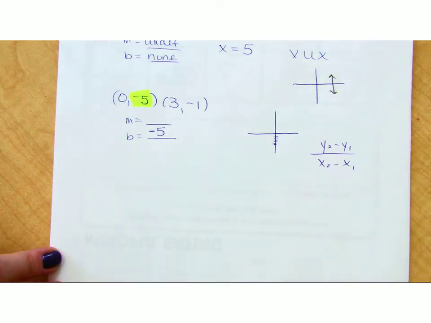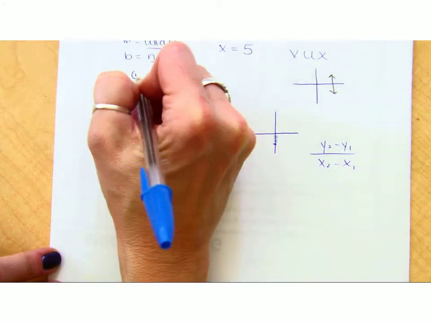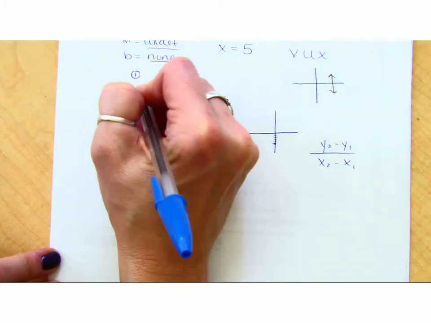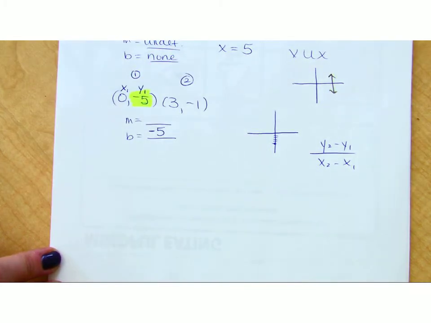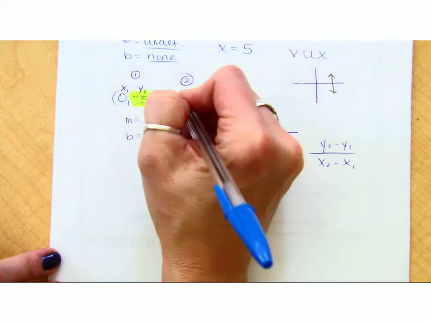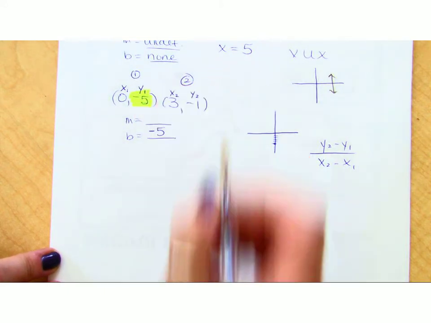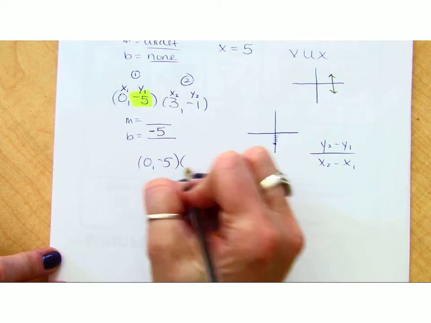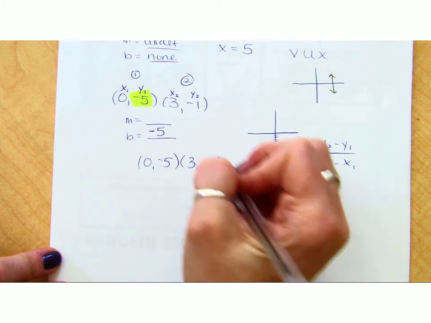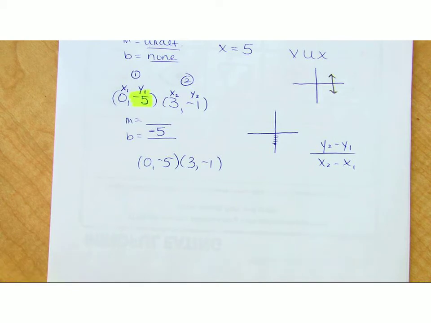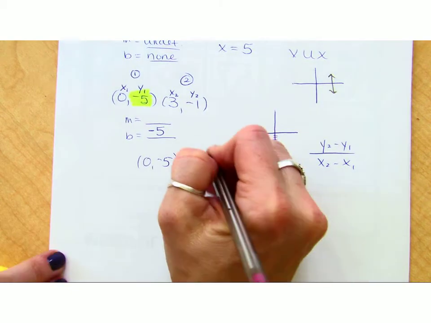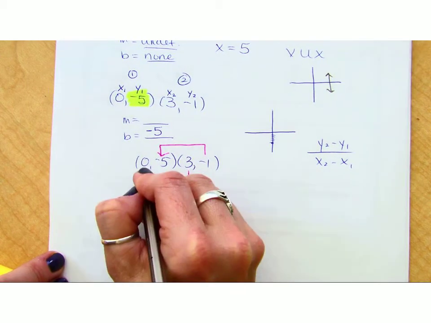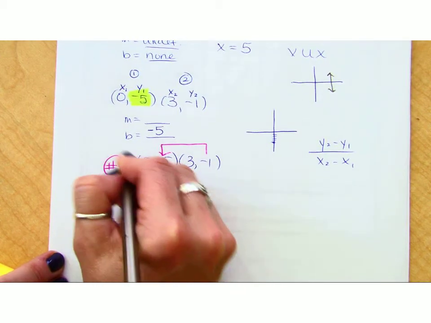All I mean by that is this. If I'm calling this point 1 and this point 2, isn't this the x from point 1 and this is the y from point 1? Yup. Isn't this the x from point 2 and isn't this the y from point 2? Yep. So you know what I do? I take 0, negative 5 and 3, negative 1, and I do something like this that I showed you how to do. Remember that? That's method 1 to find slope.